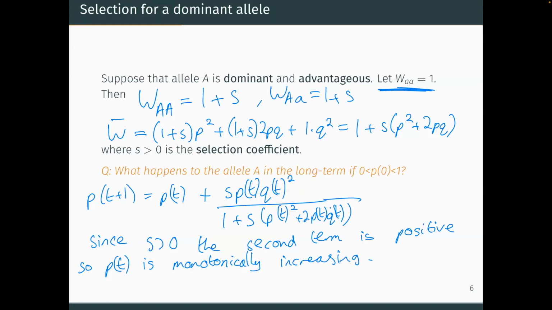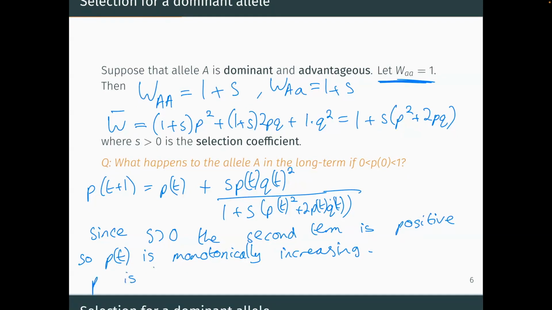Why might it not? It can never be negative, but it can be 0, right? Because if p of t equals 1, then q of t is going to be equal to 0. But until that point, it is positive and it's monotonically increasing. p is bounded above by 1. So p of t tends to 1 as t tends to infinity. So we have selection for our dominant allele. It's advantageous. That shouldn't be too surprising. Something that's advantageous to spread into the population.